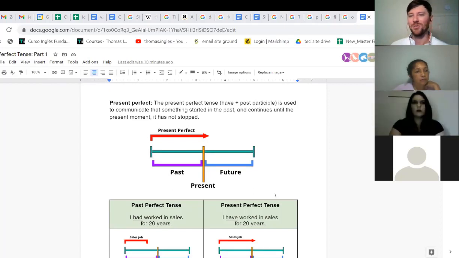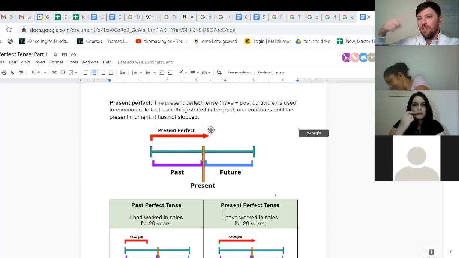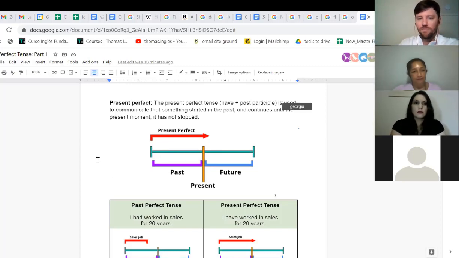Eu não pensei nisso antes. Eu não pensei sobre usar essa frase, but this is a perfect moment to use the present perfect tense. So you can see here that this orange line is the present, and the red is continuing until the present moment. So that's the present perfect tense.